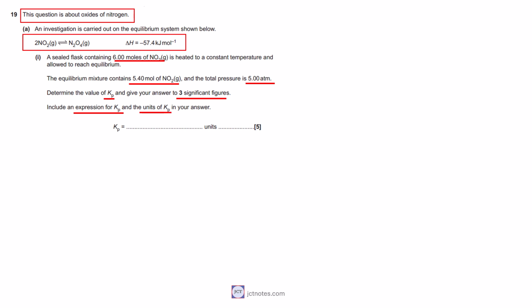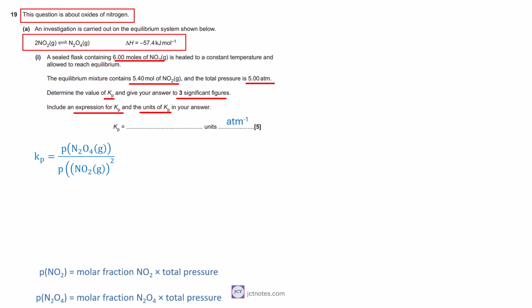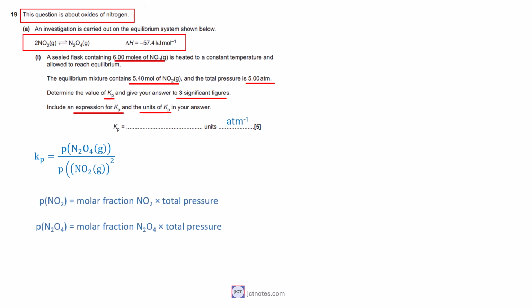The expression of Kp is the partial pressure of N2O4 divided by the square of the partial pressure of NO2. As the partial pressures are given in atmospheres, the units are atmospheres to the power of -1. We need to find the partial pressures of the N2O4 and the NO2 in equilibrium. These can be found by multiplying the total pressure by the molar fraction of each component.